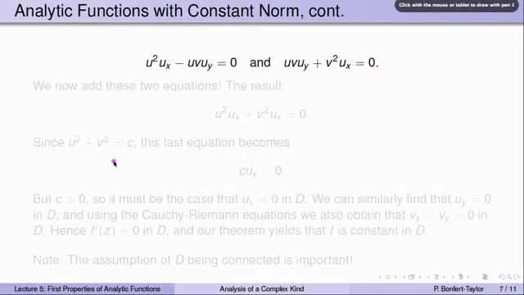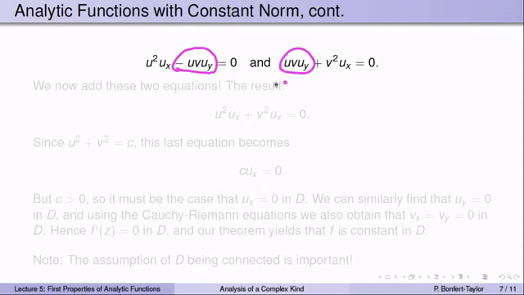Now we're going to add these two equations. What happens when I add these two equations to each other? For the first equation, we have a minus uvuy, and in the second equation, we have a plus uvuy. When we add the two left-hand sides to each other, these two will cancel each other out. And all that's left is the first term, u squared ux, and the second term of the second equation, plus v squared ux.